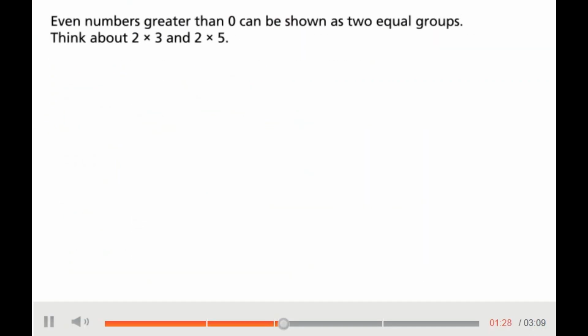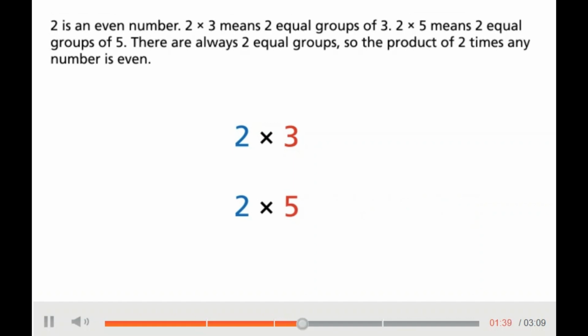Even numbers greater than 0 can be shown as 2 equal groups. Think about 2 times 3 and 2 times 5. 2 is an even number. 2 times 3 means 2 equal groups of 3. 2 times 5 means 2 equal groups of 5. There are always 2 equal groups, so the product of 2 times any number is even.